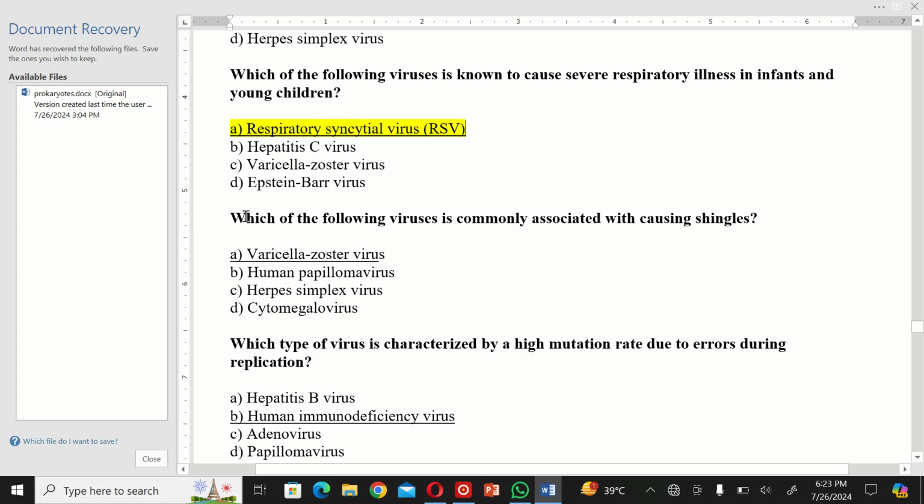The next MCQ is: which of the following viruses is commonly associated with causing shingles? A. Varicella zoster virus. B. Human papilloma virus. C. Herpes simplex virus. D. Cytomegalovirus. So the correct option is A.